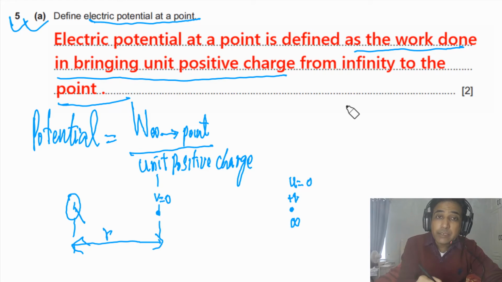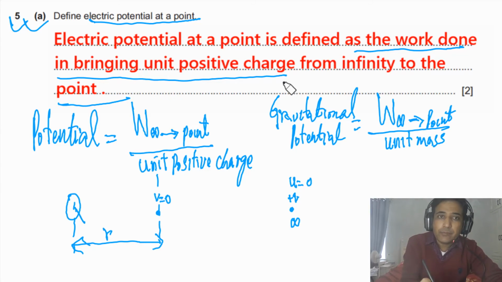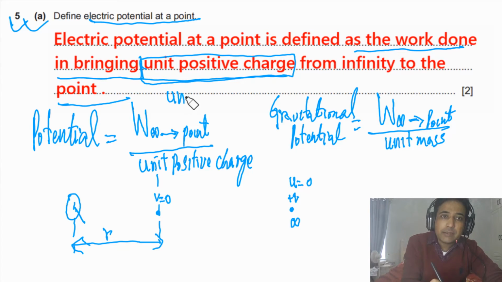And if they ask you to define gravitational potential, this is for electric potential. If you need to define it for gravitational potential, simply you need to replace. So gravitational potential will be equal to work done per unit mass from infinity to a point. Simply, you need to replace in this definition unit positive charge with unit mass.